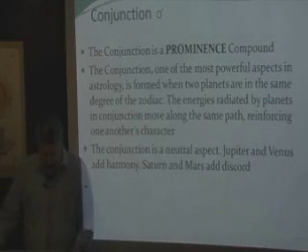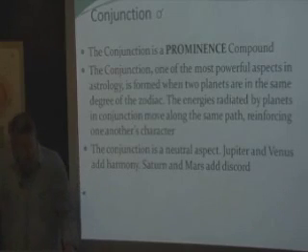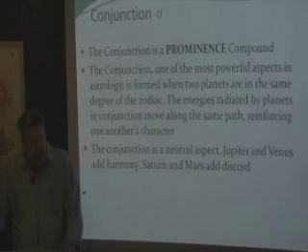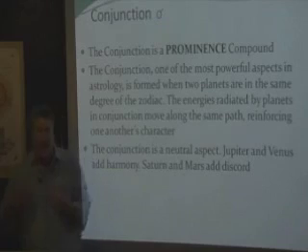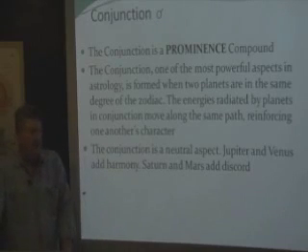The conjunction, one of the most powerful aspects of astrology, is formed when two planets are in the same degree of the zodiac. The energies radiated by planets in conjunction move along the same path, thus reinforcing one another's character. Think of it much like a couple that's walking down the sidewalk with their arms intertwined with one another. They're moving together down the same path. So their energies are united, and it is hard to separate the expression of one from the expression of the other.